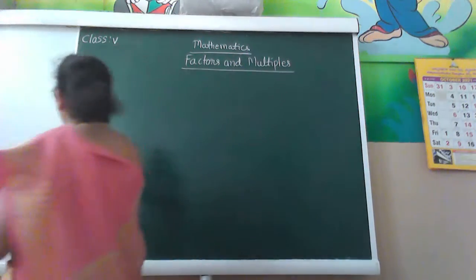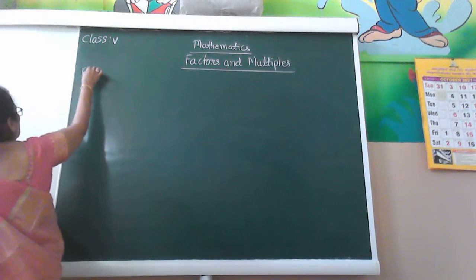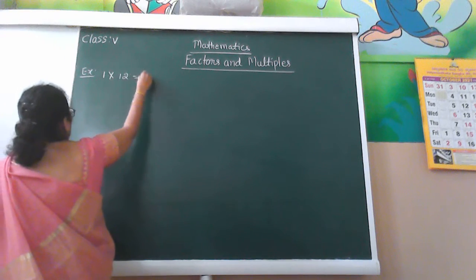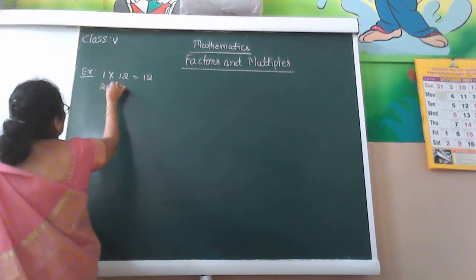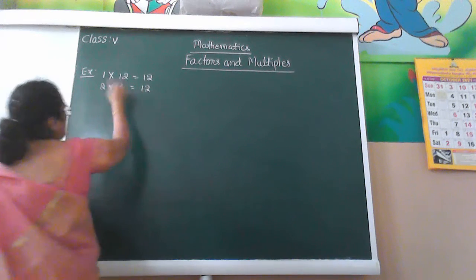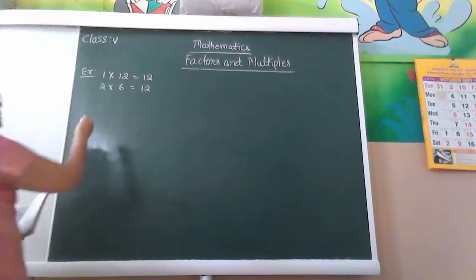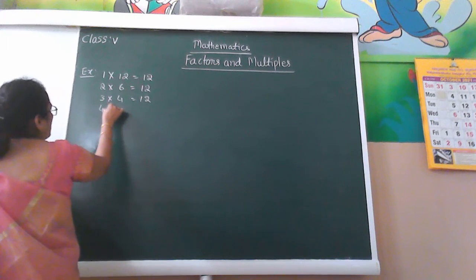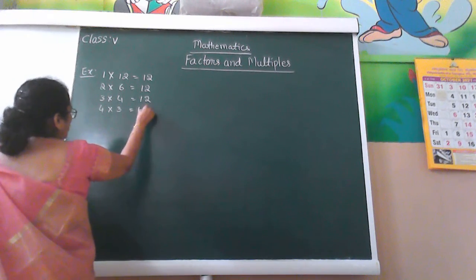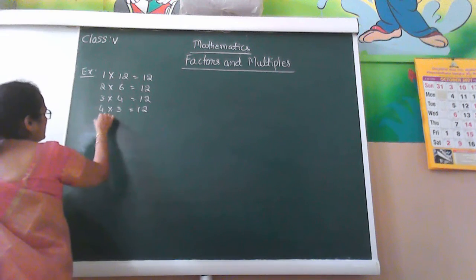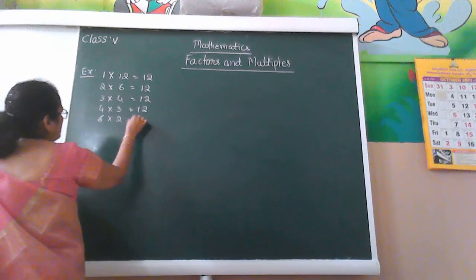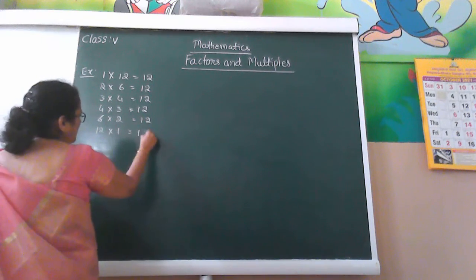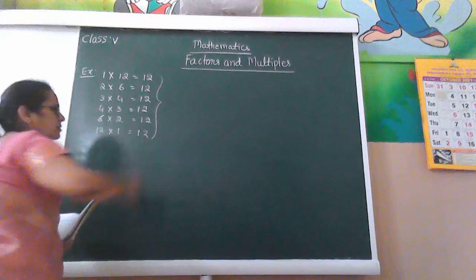Then we did: 1 12s are 12. Then 2 6s are 12. Then 3 4s are 12. Next 4 3s are 12. Next 6 2s are 12. Then 12 1s are 12. So we got this many numbers.